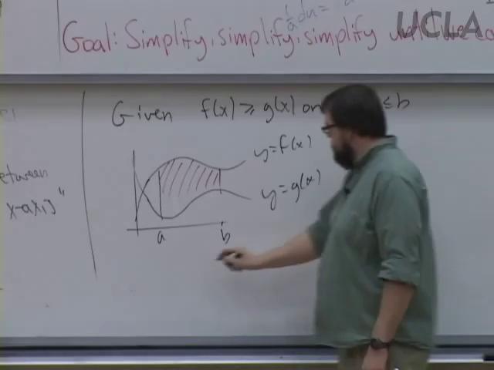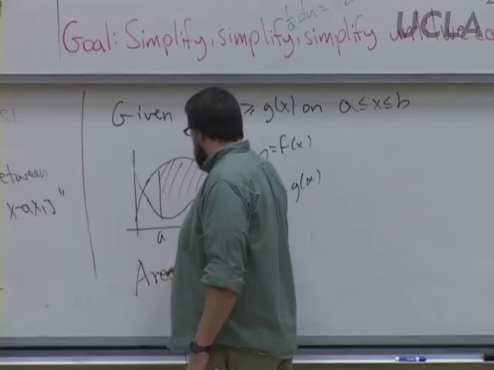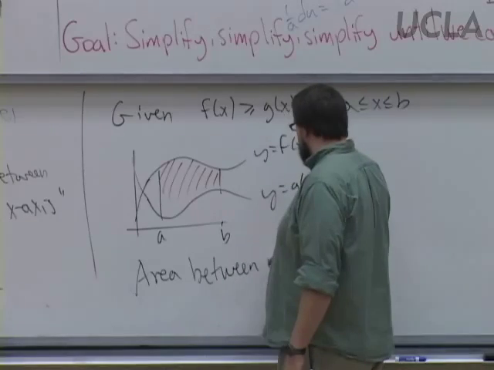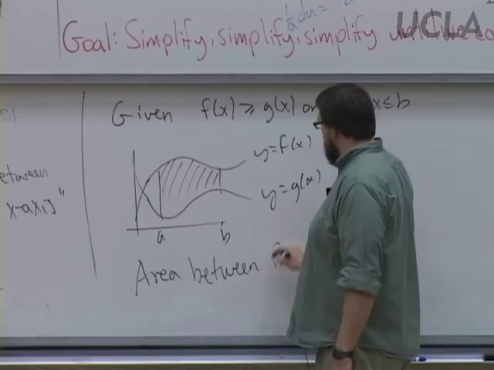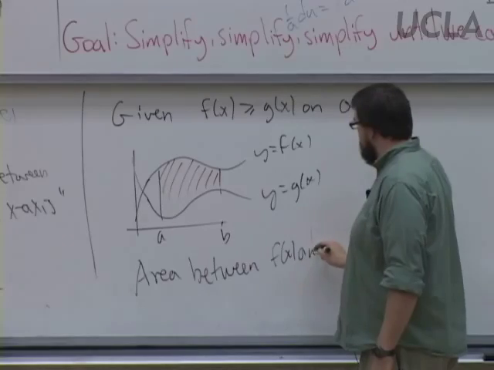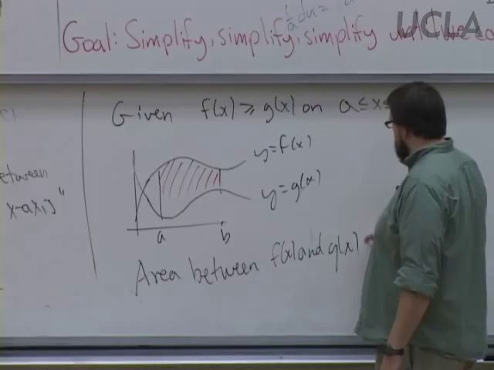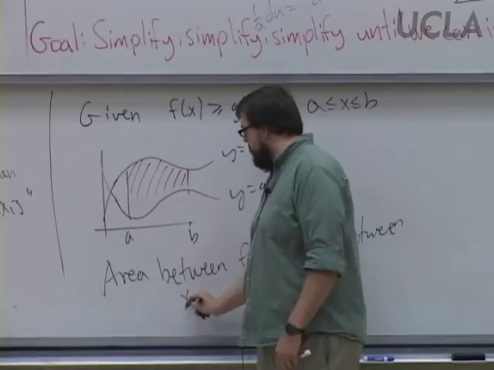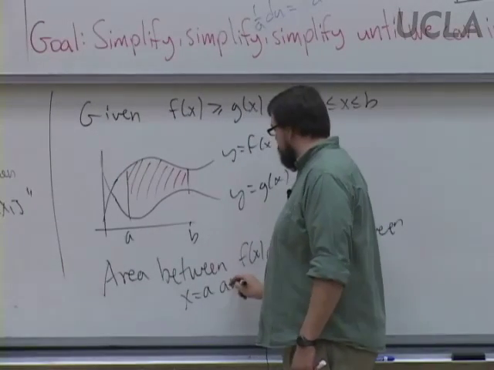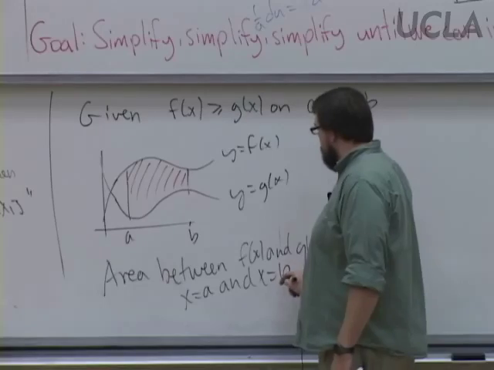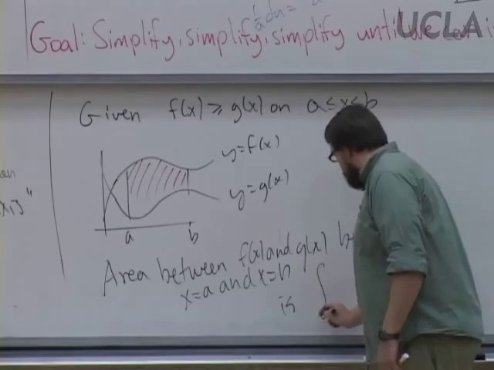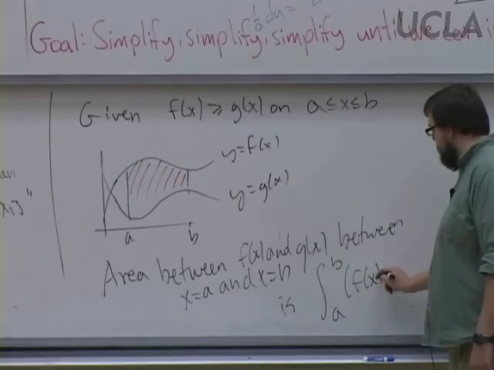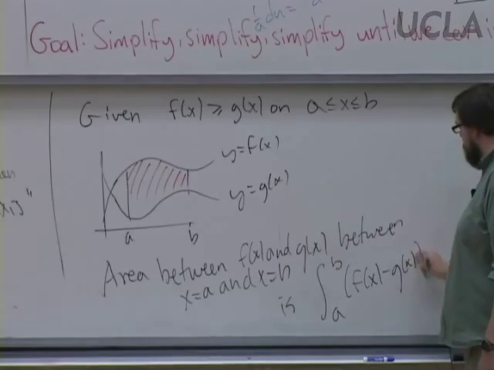So the area between f of x and g of x, between x equals a and x equals b. It takes us longer to say what we're looking for than actually to write down the equation. It is simply the integral from a to b of f of x minus g of x dx.